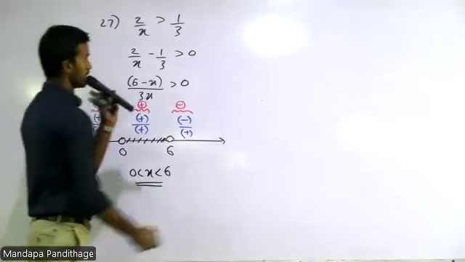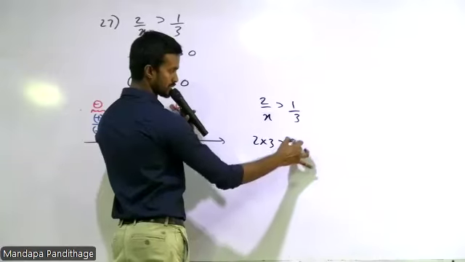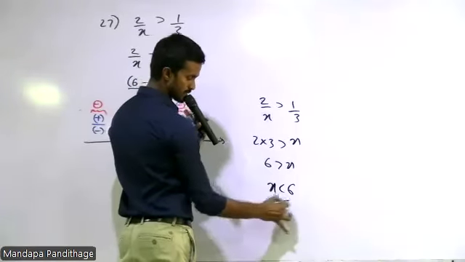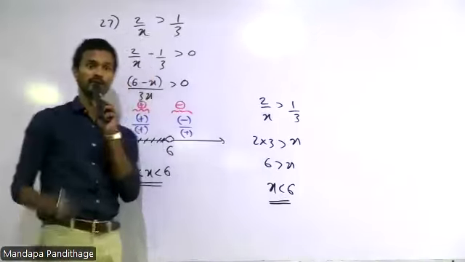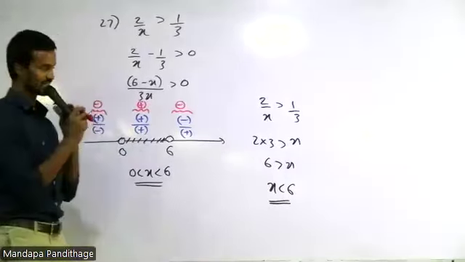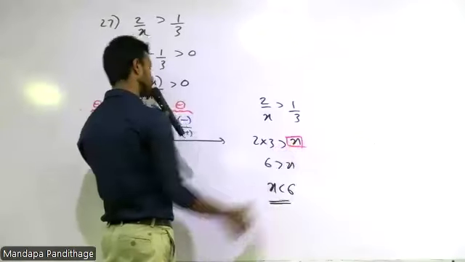So if you did this by multiplying by 3 and multiplying by x to get the answer that x is less than 6, it's wrong. You can't do it. Life is not that easy. It used to be easy back then, but now life is not easy. It's wrong because in this case, you are multiplying the inequality by x, which is mathematically wrong.